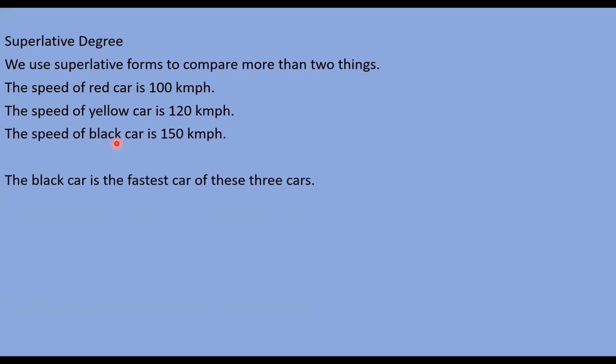So we can say this point in this way while making comparison: the black car is the fastest. See this, I have used here fastest, meaning superlative degree. So we can say the black car is the fastest car of these three cars, right? Because we want to show the superlative degree here.